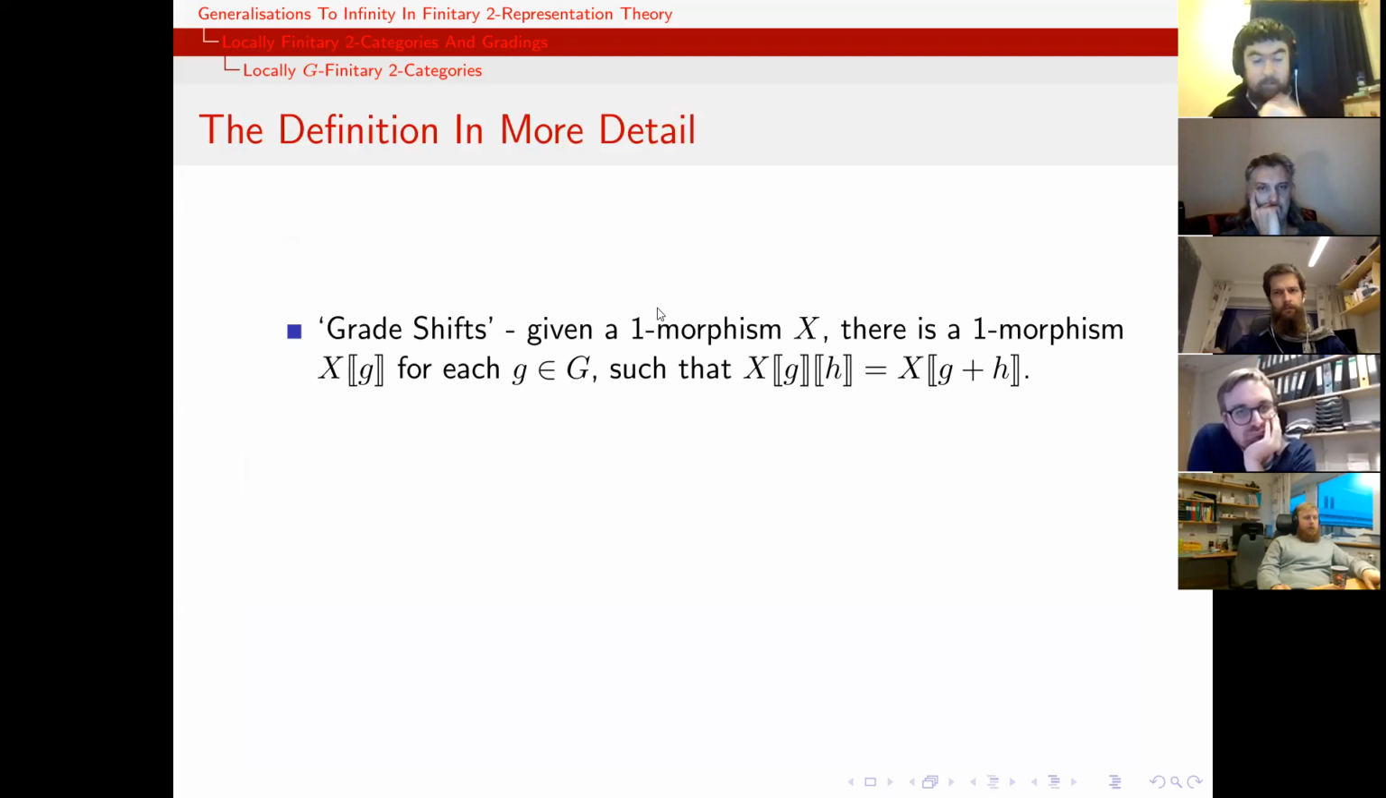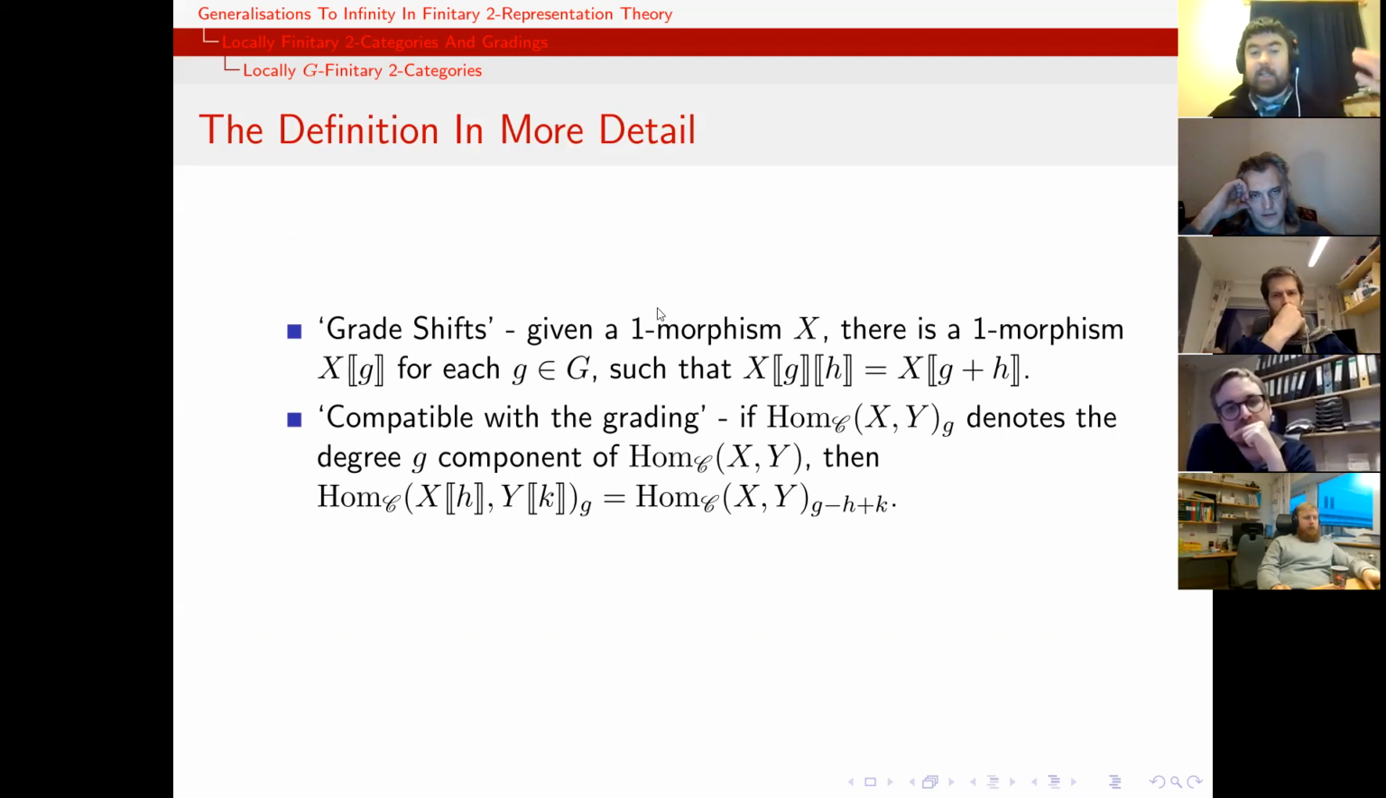To go into more detail, this grade shifts, what this means is if you have some 1 morphism X, then there are also 1 morphisms X shifted by g for every g in the group, such that shifting by g and then shifting by h is legitimately the same. Note this is an example of being an equals, not an equivalent, as just shifting by g plus h. And then when I say these grade shifts are compatible with grading, it means that we have this notation for component degrees, then the degree g component of the Hom space between some shifts is correspondingly a different degree shift of the original space with this relation here.